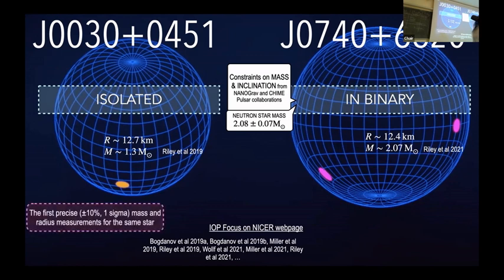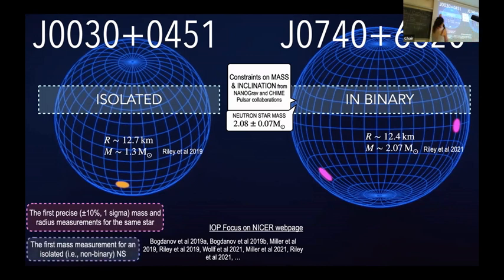And so what are the results we obtained so far? The first published results were for J0030, published in 2019. And it was the first time that a mass was measured for an isolated pulsar, and the first time that we had 10% accuracy or precision on the measurement of mass and radius of the same pulsar.